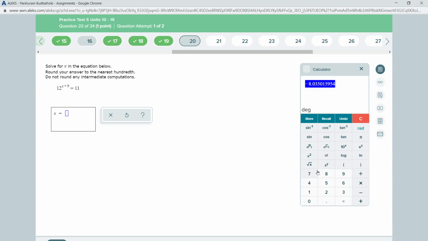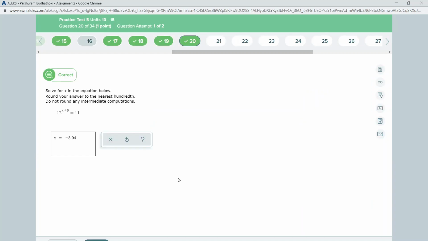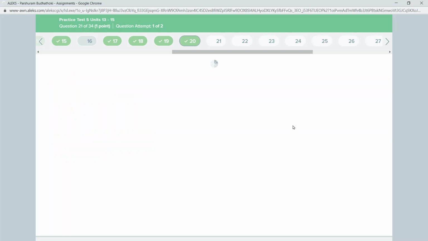So let's do that. This is negative 8.035. If you round it to the 100, that would be negative 8.04. Negative 8.04. That's the rounding to the nearest 100. That's right.